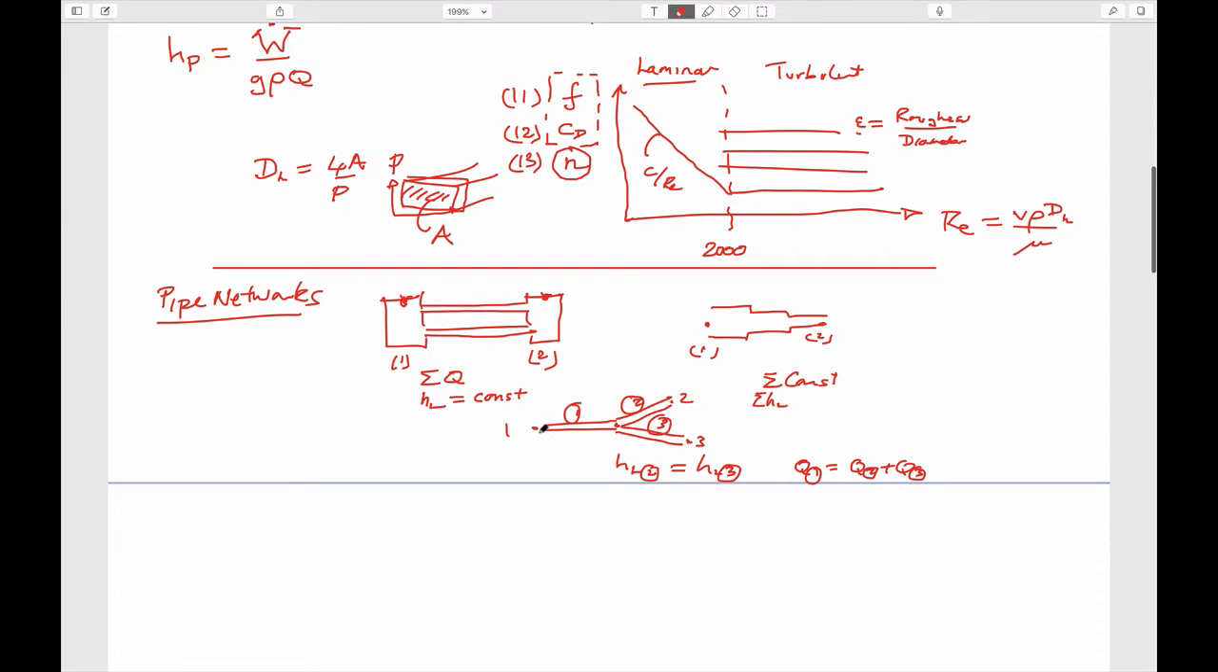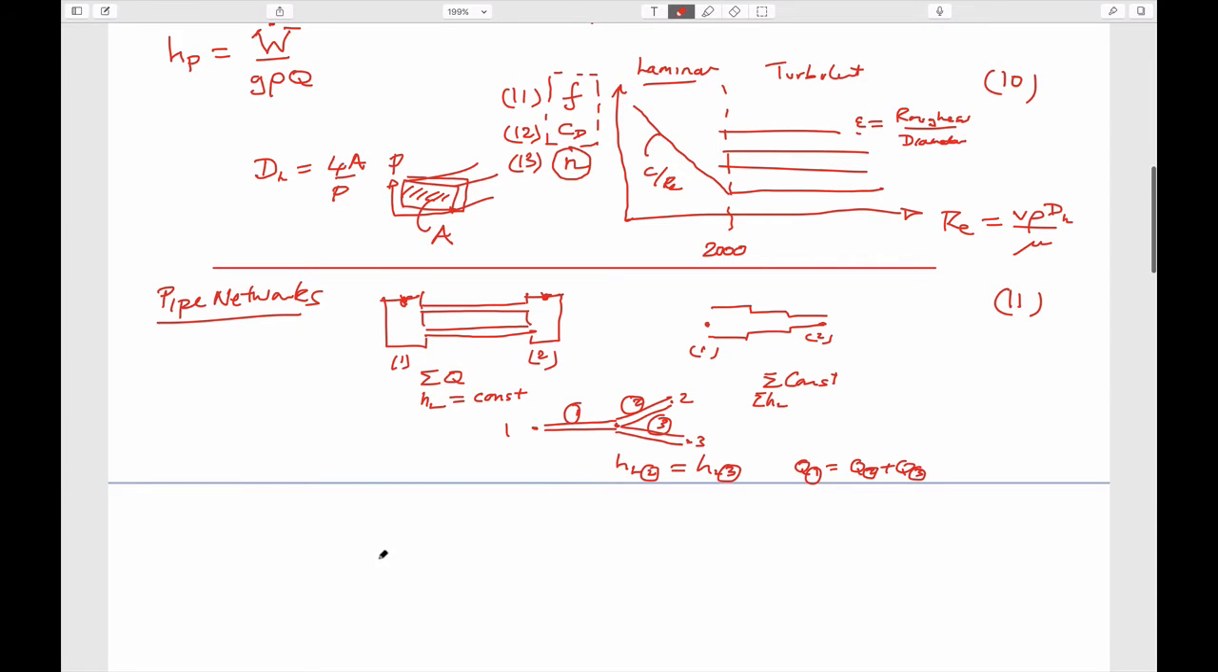And in this case, you have to write Bernoulli twice, once for the upper network, once for the lower network, and then tie the velocities through with continuity, and solve for 3 flow velocities as a function of 3 equations, typically. So that is week 11, I guess. This was week 10 that contributed to week 11.